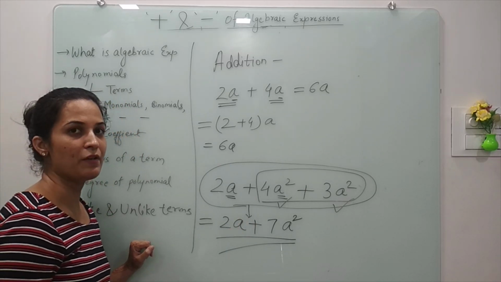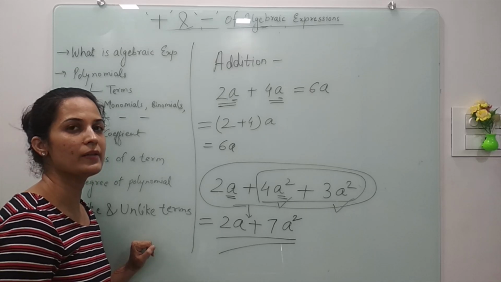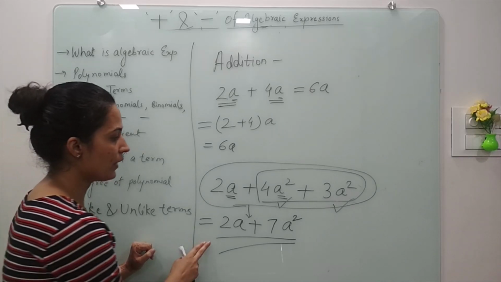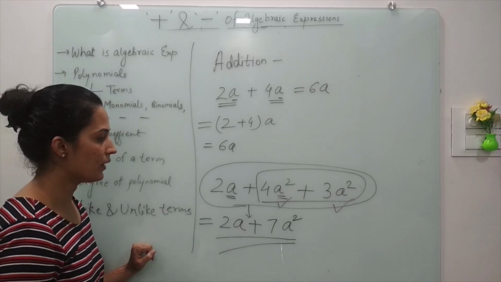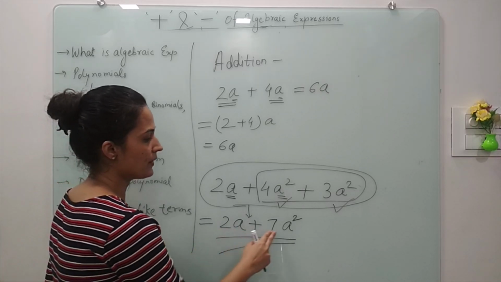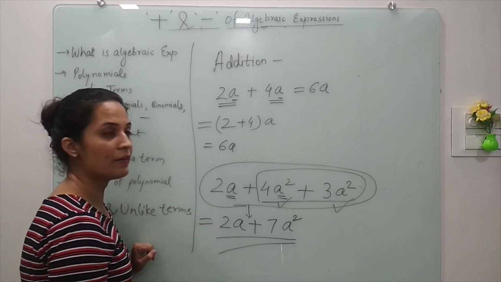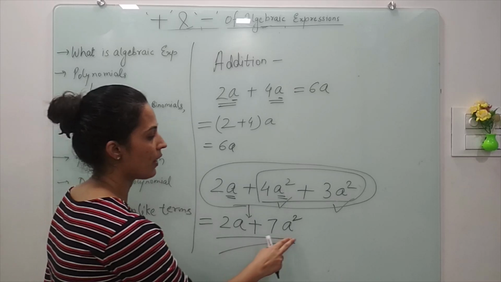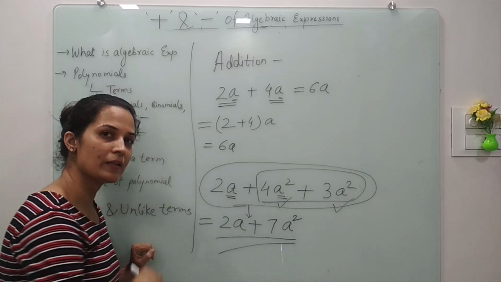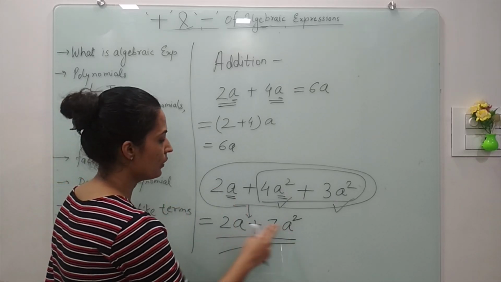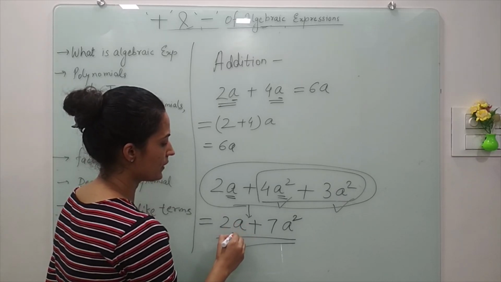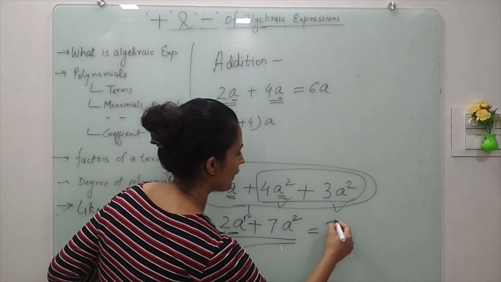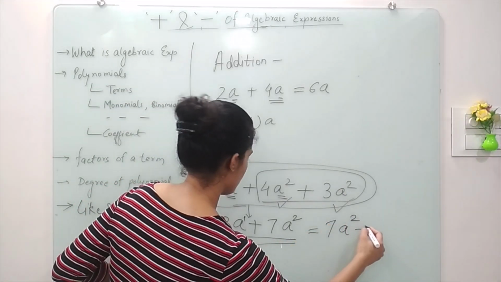So always remember, we can always add only the like terms. We can never add unlike terms. Now here one more thing you have to remember is, I have written this as 2a plus 7a square. The standard way of writing any algebraic expression is always to have the higher degree variable at the first place. So in these two terms, the degree of this term is 1 and the degree of this term is 2. So let's write it as 7a square plus 2a.